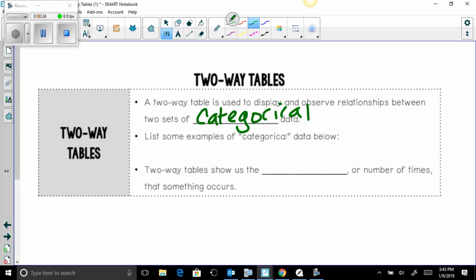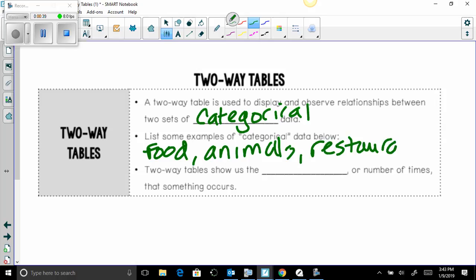So any two pieces of information that you have. What are some examples of categorical data? Any two sets of data, like we've seen in the scatter plots lately. You could have food, animals, restaurants, colors, grades, any two sets of data. Two-way tables show us the frequency or number of times that something is going to occur.